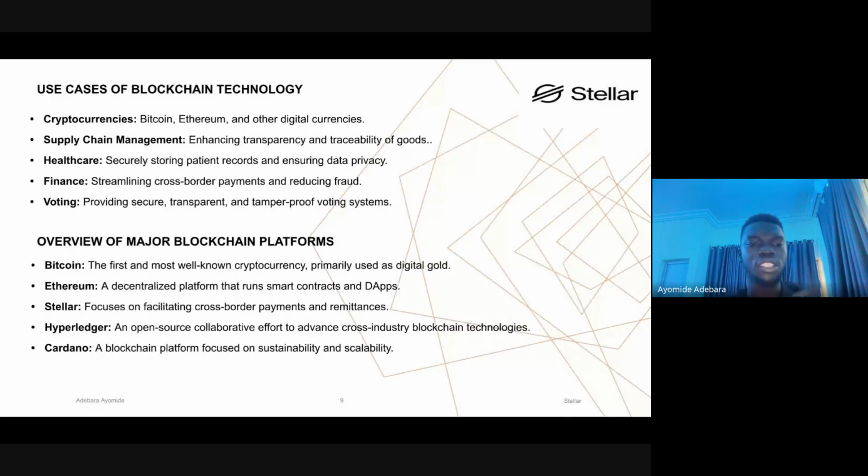Some of the blockchain platforms you know about: Bitcoin, Ethereum, Stellar, obviously, Hyperledger, Cardano. So these are some of the blockchains, and there are so many right now. We have Base, Arbitrum, Optimism, Scroll, Hyperledger, so many blockchains out there right now. Although these different blockchains have different technologies to write their smart contracts with.